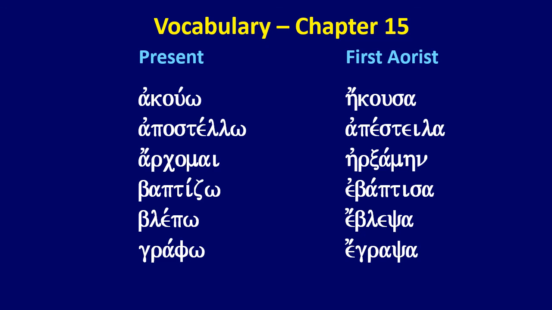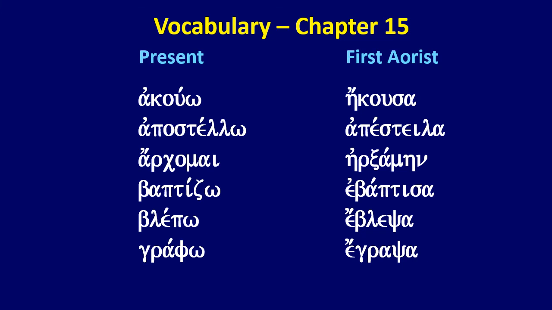So erchomai and its various compounds is different from archomai here on our list. Now going down the list, we see baptizo is the next word, and then its first aorist spelling, ebaptisa, and then blepo, I see, and its aorist spelling, eblepsa. You'll notice here that with eblepsa, the psi occurs there.